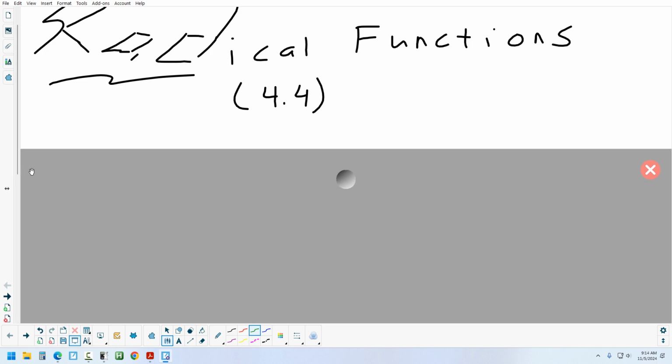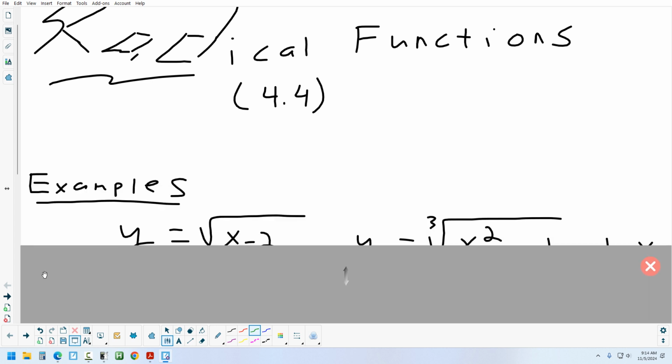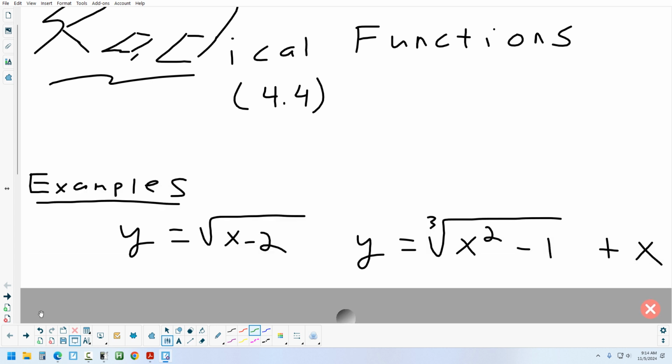So this is a different kind of function than what we did yesterday. It's not rational. Rational is when you have a fraction and you've got a polynomial in the top and the bottom. Okay. These are radical functions. Radical functions have some kind of root in them. Okay. It doesn't have to just be a square root. It could also be a cube root, fourth root, any root. Okay. Radical functions have a root in them.